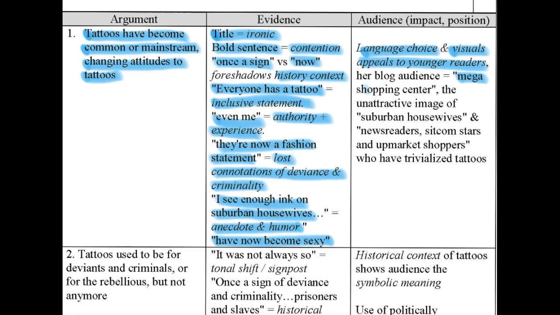For example, and we can pick out some of the language there, mega shopping centre, there's an unattractive image of the suburban housewives, and then newsreaders, sitcom stars, and upmarket shoppers. All this kind of language can appeal to the younger readers of the blog, and it positions the audience to think twice about getting a tattoo, which is the third argument. So all of those things.